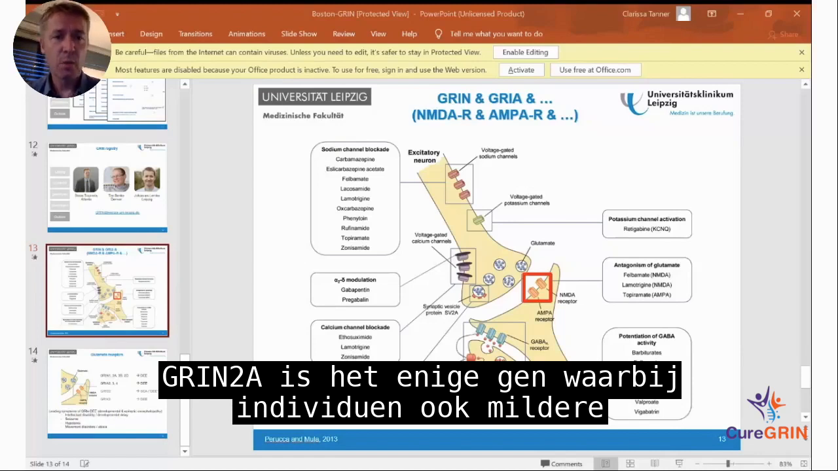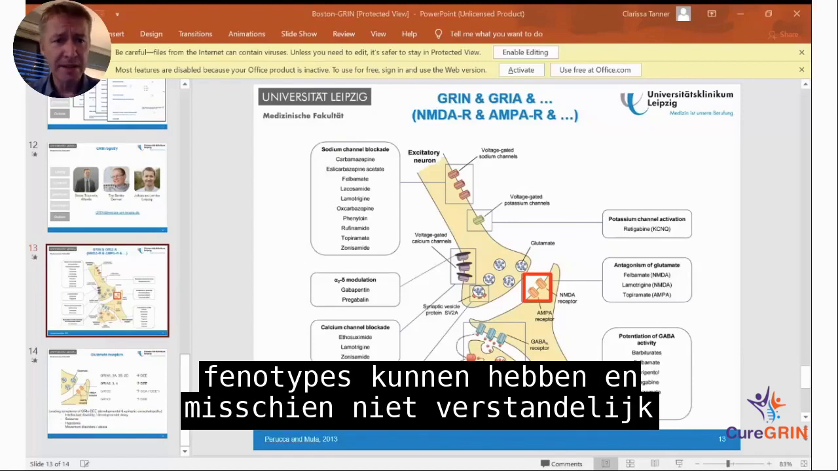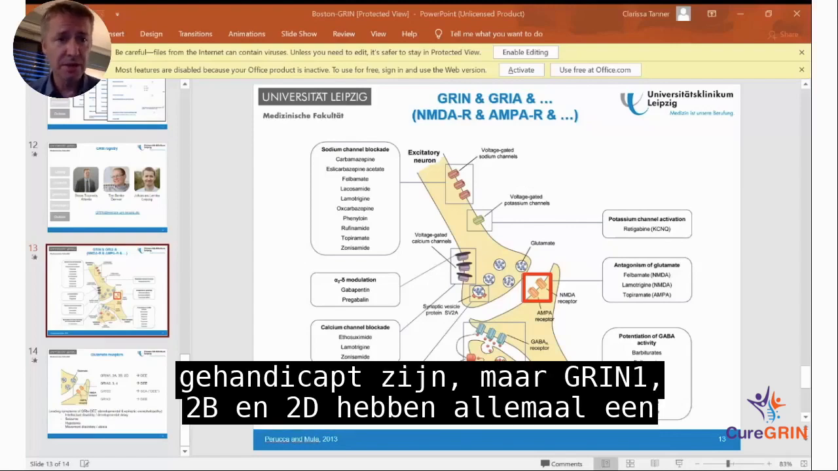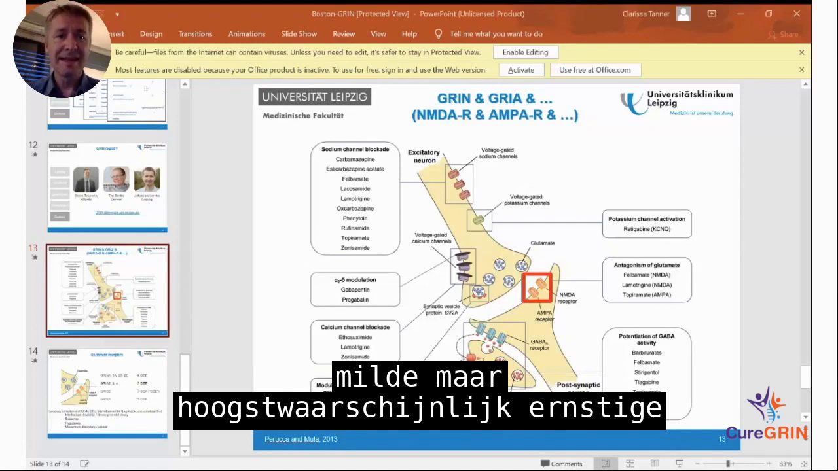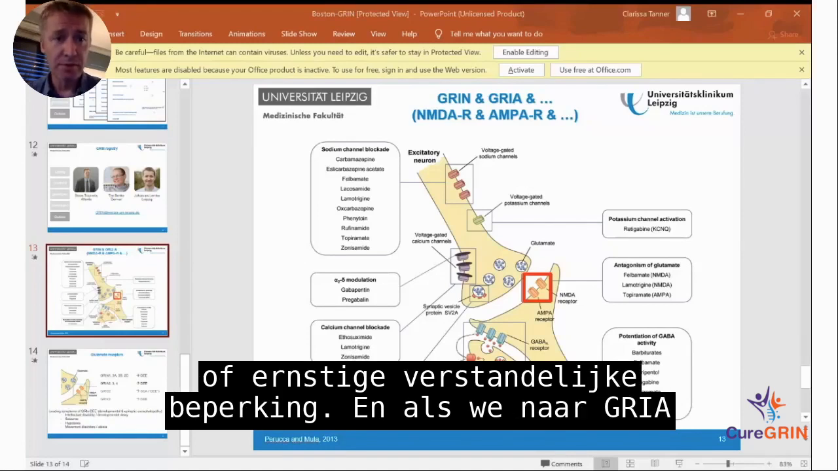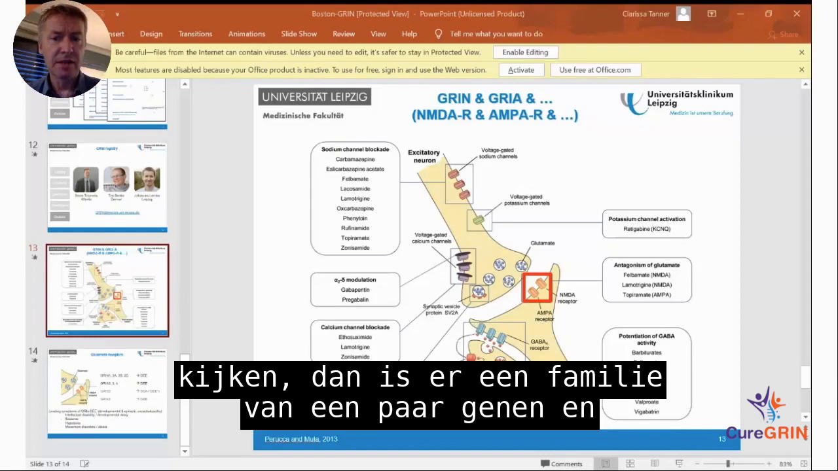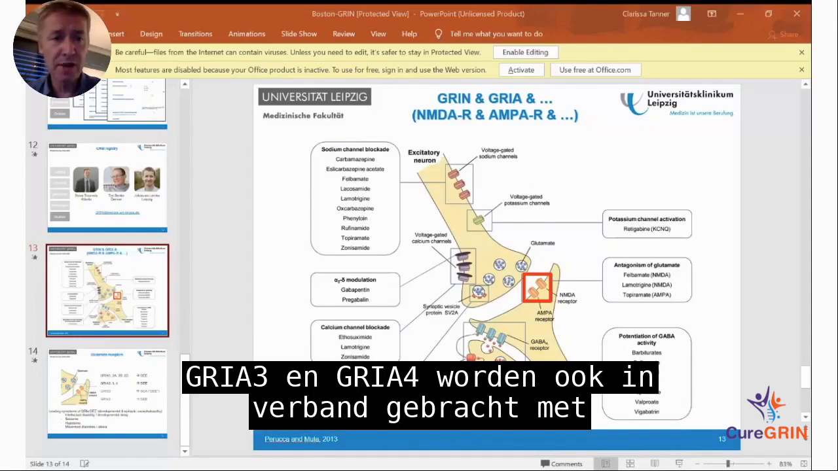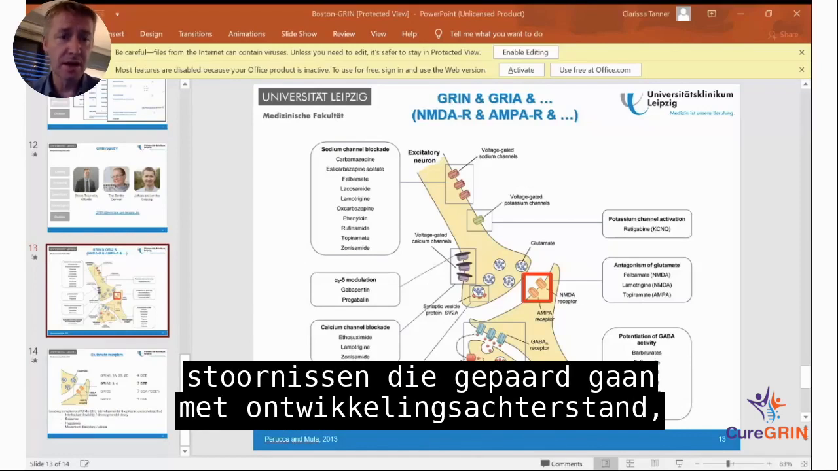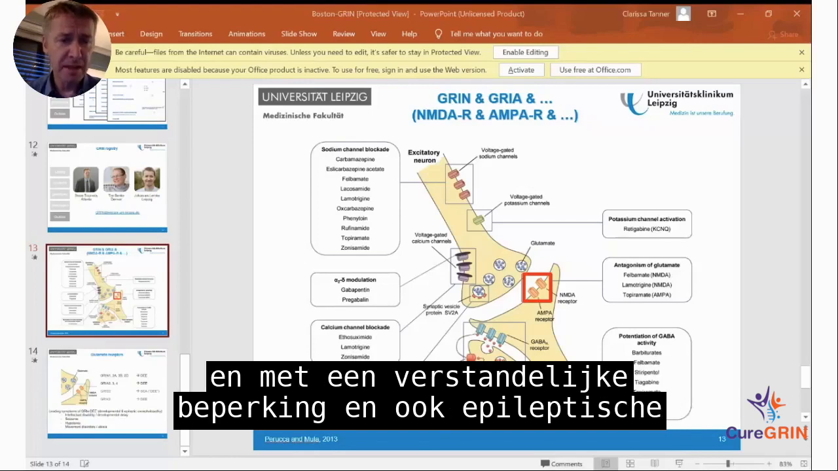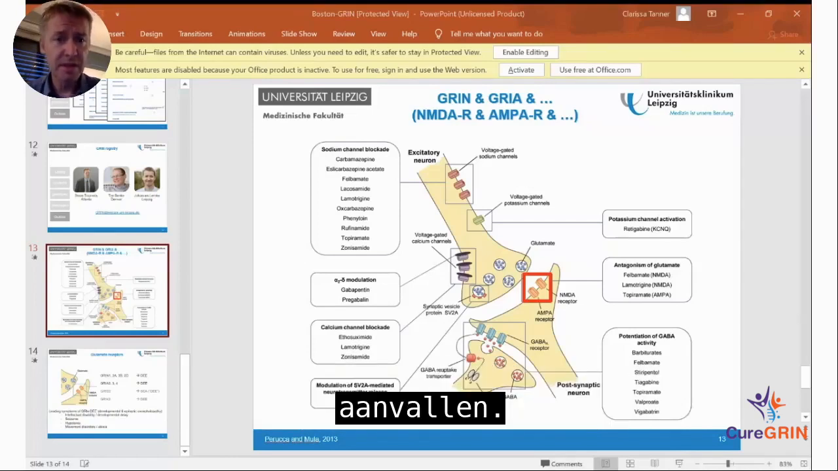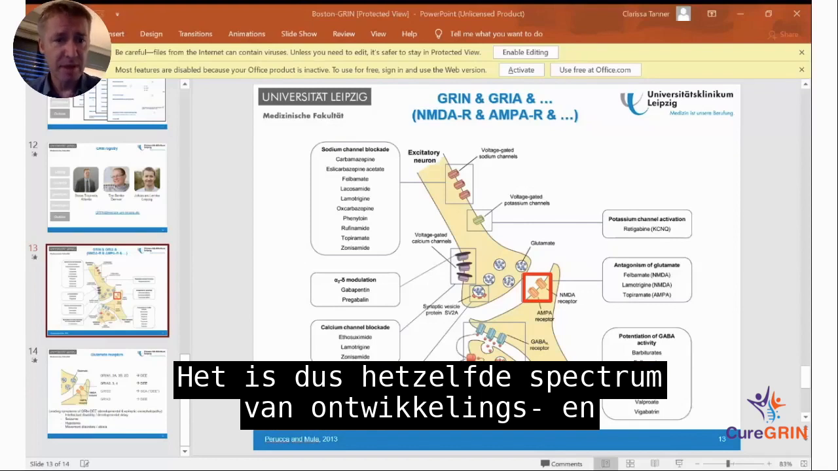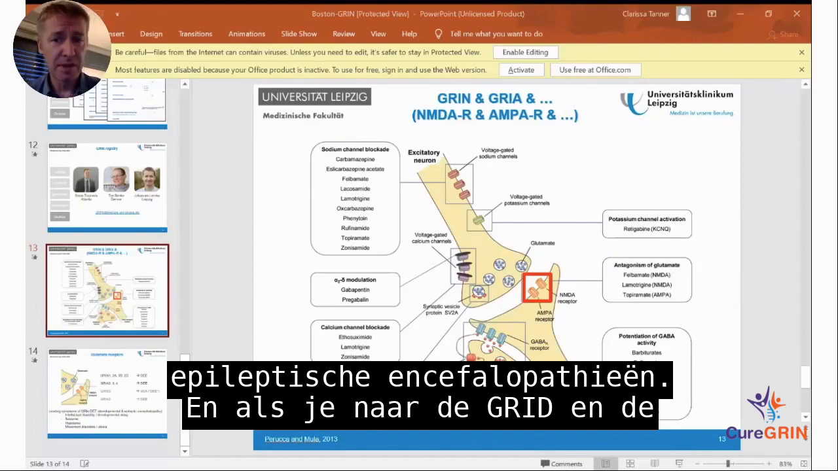GRIN2A is the only gene where individuals can also have milder phenotypes and may not be intellectually disabled, but GRIN1, 2B, and 2D all have at least mild, but most likely severe or profound intellectual disability. And if we look at GRIA, there is a family of a few genes, and GRIA2, GRIA3, and GRIA4 are also associated with disorders that go along with developmental delay, intellectual disability, and also seizures. So it's the same spectrum of developmental and epileptic encephalopathies.